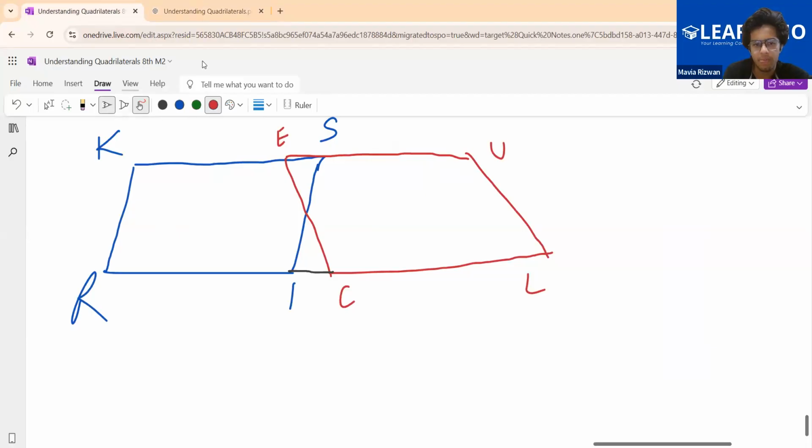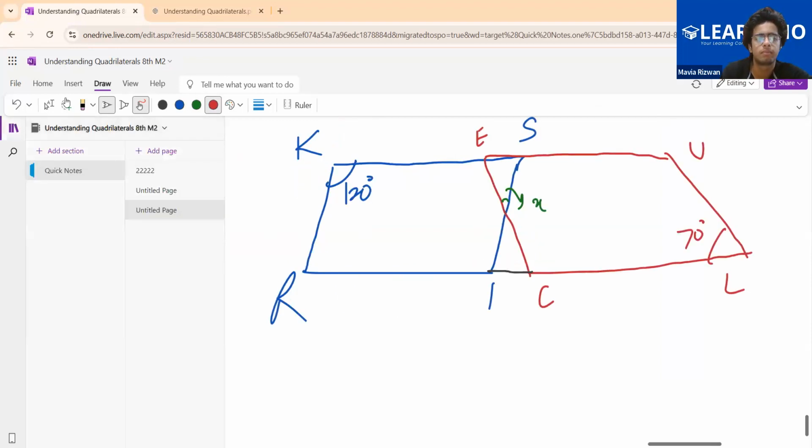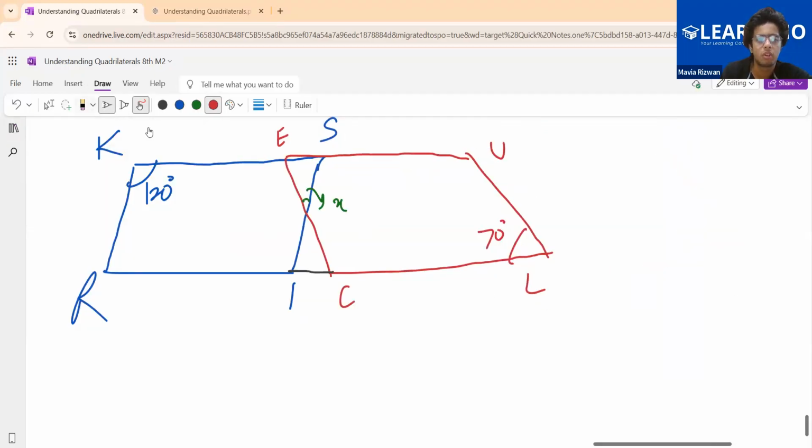Okay, now they are asking for this one, that is X. They are asking for X. Now see, they have given that this angle is 120 degrees and this angle is 70 degrees. For now, focus on this parallelogram CLUE. Just focus on this one.